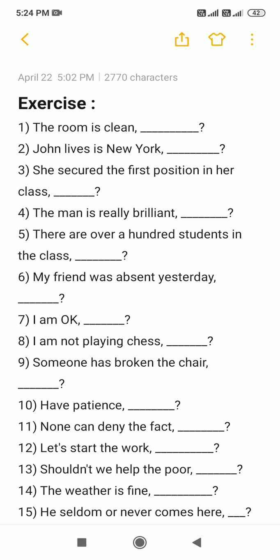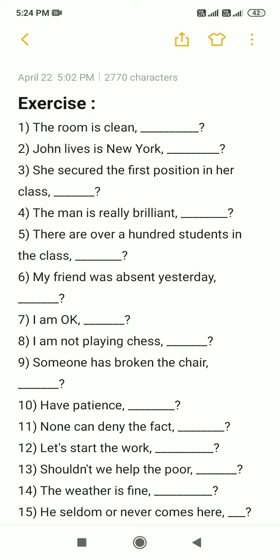Have not they? Have patience. It is an imperative sentence. Will you or can you? Both are correct. None can deny the fact. Now the sentence is negative. Can they? The right question tag will be can they? Let's start the work. Shall we? Should not we help the poor? Shall we? In both cases, you can write shall we.